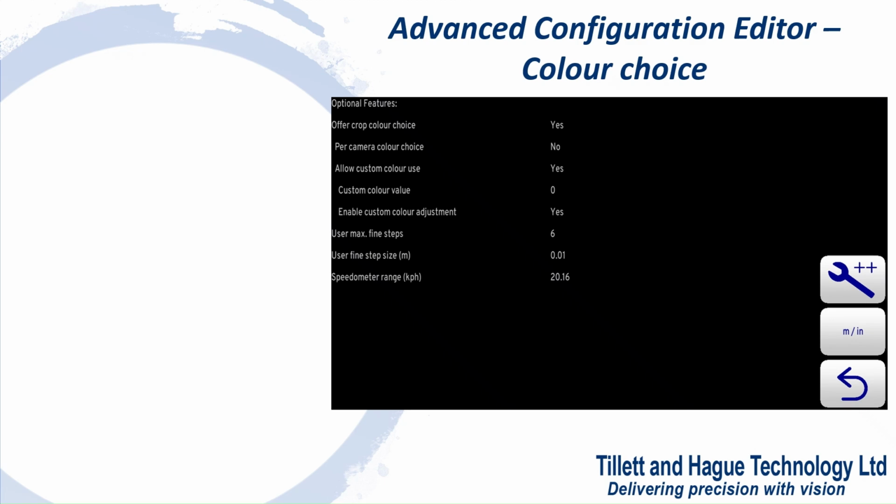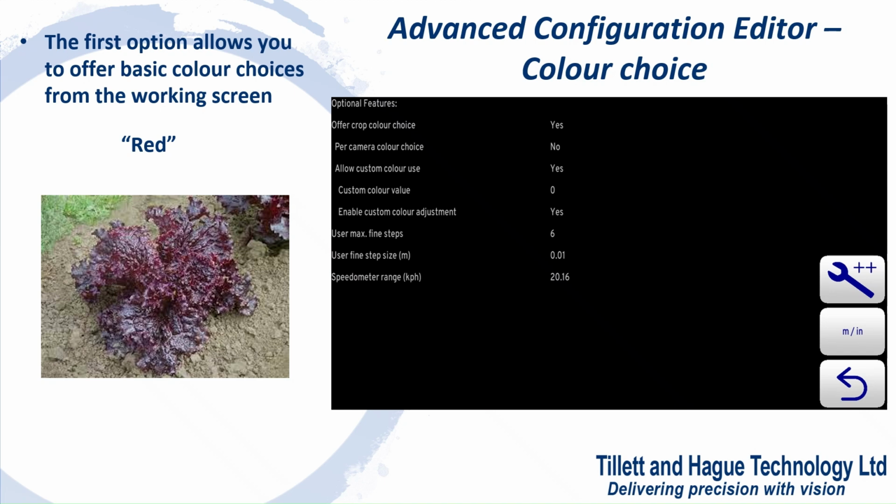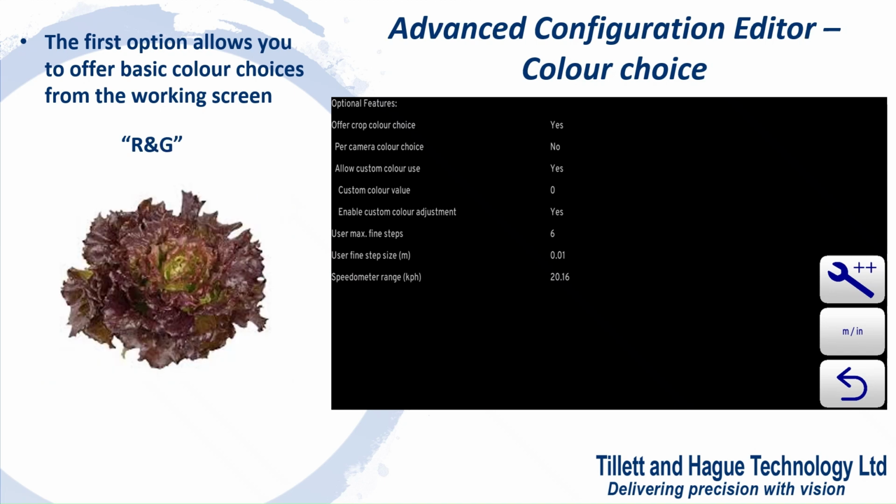Having said that, there are some situations for which an alternative colour setting is either essential or highly beneficial to performance. The first line allows users to select some crop colour choices other than the standard green via the working screen. The default colour choices are between green, the standard setting, red for red leaf crops, and RNG for crops with a mixture of red and green leaves. These are very useful for specialty salad growers.